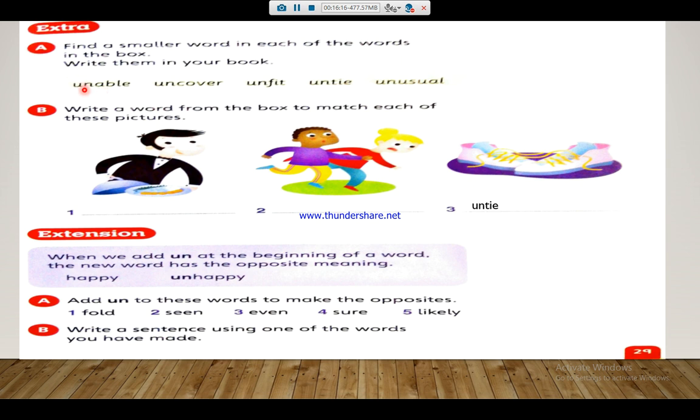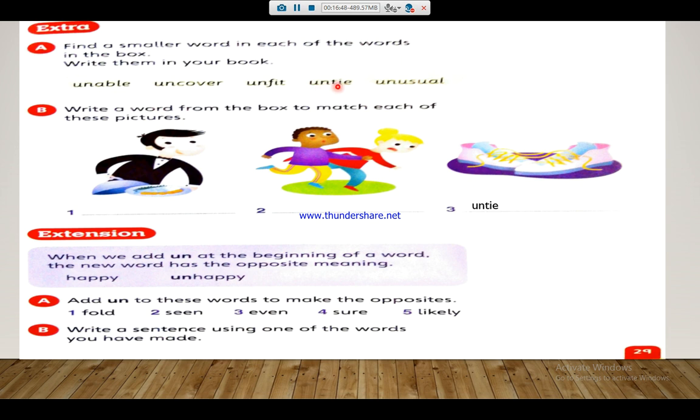Unable. So when we remove the prefix un, what will the word be? Very good. It will be able. Uncover. So we are going to cross out the prefix un and the word will be cover. Very good. Unfit. Now we need to cross out the prefix un, so the word will be fit, which means strong.